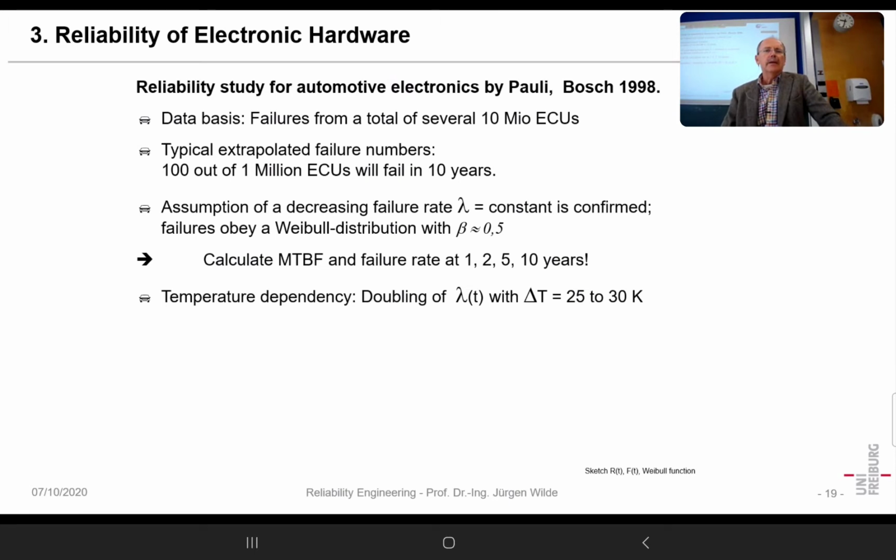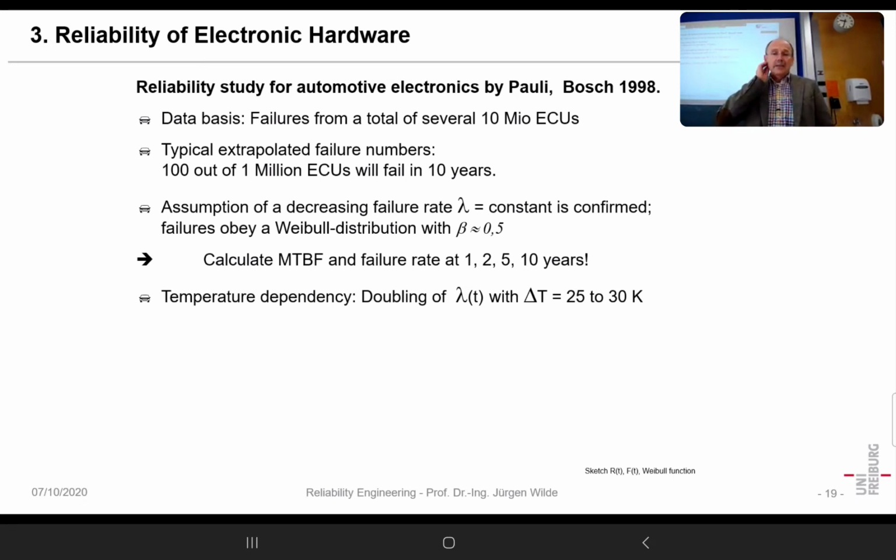In fact, one of the big studies we had was by the Bosch company. There was a dissertation by Mr. Pauli in 1998. And for instance, he had a database, not as much as the Chinese, but already 10 million electronic control units. And he stated that 100 out of 1 million will fail in 10 years.